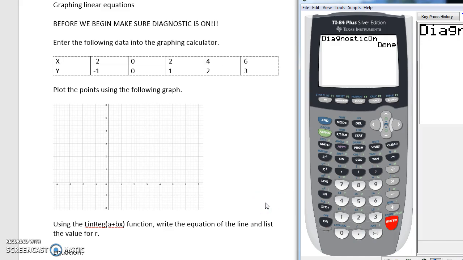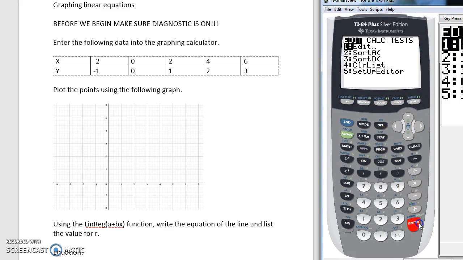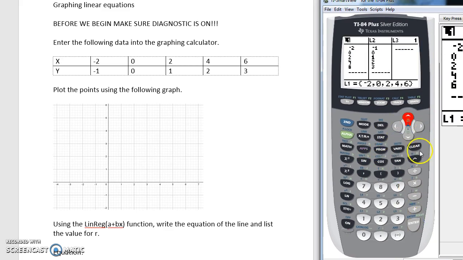So now it says enter the following data into the graphing calculator. We're going to be doing this step by step. The first thing I'm going to do is go to stat, edit, and we're going to put this data in there. I did it already, but if you have anything in there, just go up, hit clear, and enter that stuff. Alright, so in L1 we have -2, 0, 2, 4, 6. And we're going to go over, and this one's going to be -1, 0, 1, 2, 3. Alright, so we get that data in.